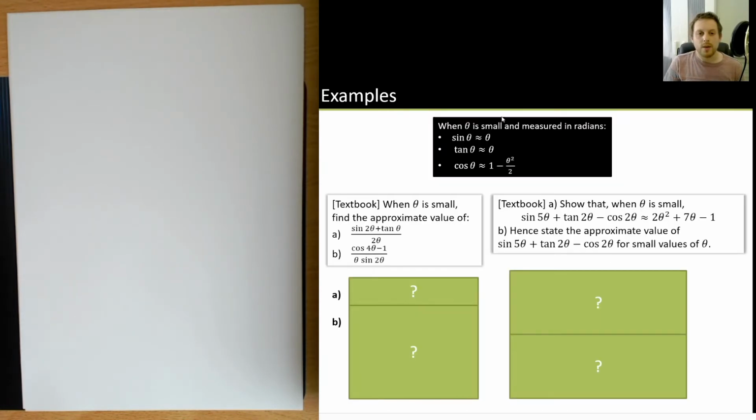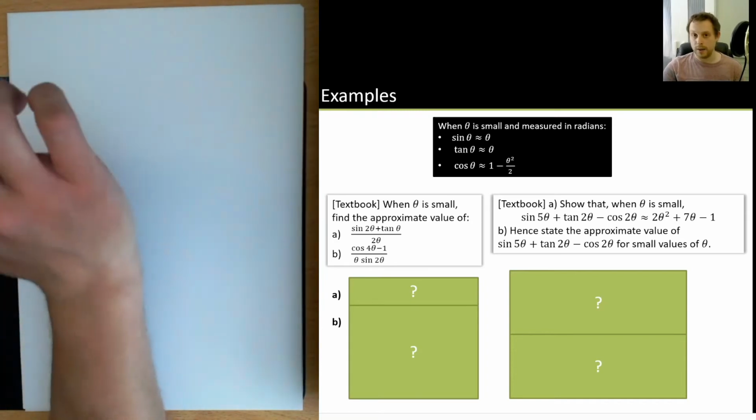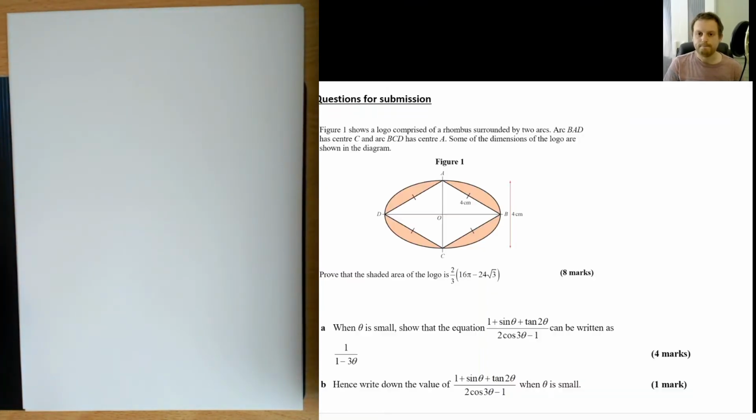So when theta is small, so you know 0.1 is small, but we could go smaller. 0.01, 0.001. The smaller we make it, the more accurate the approximation, the closer it is. And theta has to be in radians.